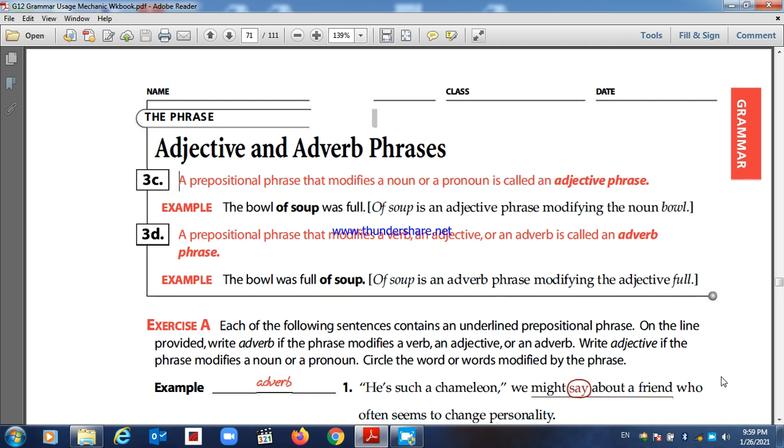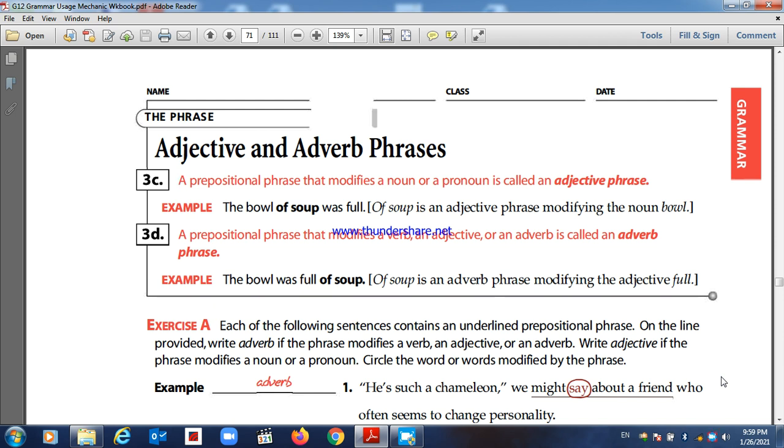Then let's look at another example, which is adverbial. A prepositional phrase that modifies a verb, an adjective, or an adverb is called an adverb phrase. It's called an adverb phrase. Like the bowl was full of soup. But here I'm modifying the adjective full. It's full of what? Okay? The bowl was full of soup. So here I'm modifying an adjective.